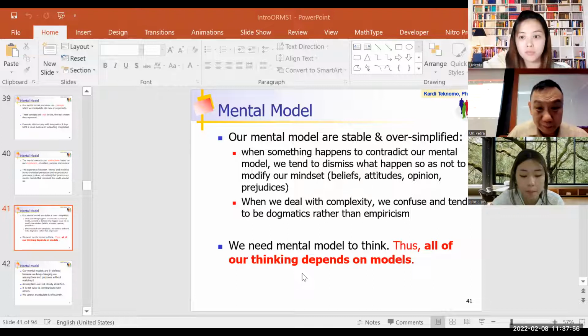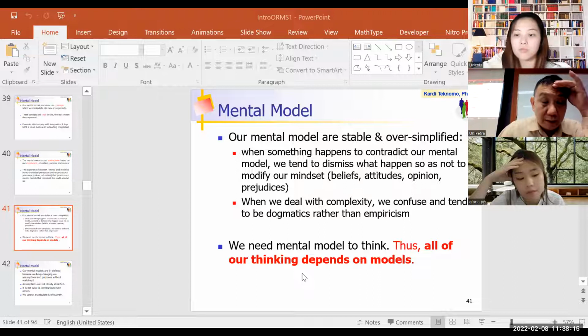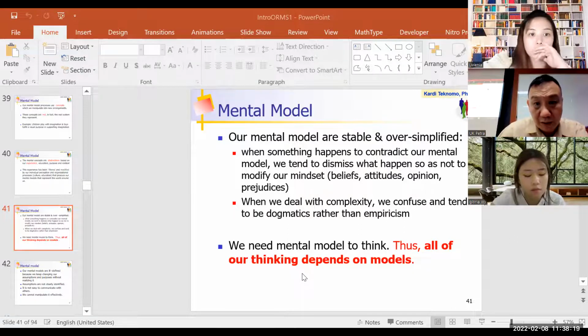But we need mental models to think. Therefore, all our thinking really depends on models. This is our main model that we have and that we use. And we will compare this: our mathematical model will be compared with the mental model.